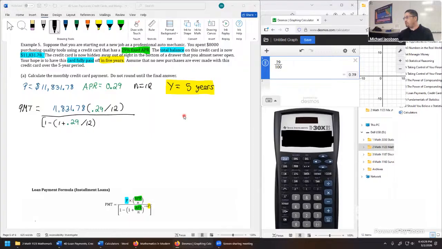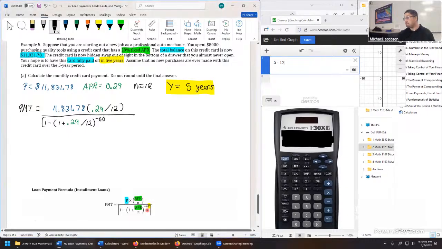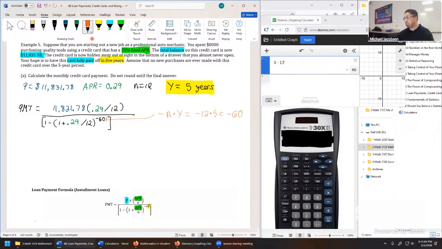And let's do a calculator operation for the n times y, only because that's a good step to save in putting this into the calculator. It's big and complicated enough. We're taking 5 years of payments times 12 monthly payments. So that n times y is going to come out as a negative 60 altogether. So negative n times y came out as negative 12 times 5, for a negative 60. With all that plugged in, we're ready for a payment.